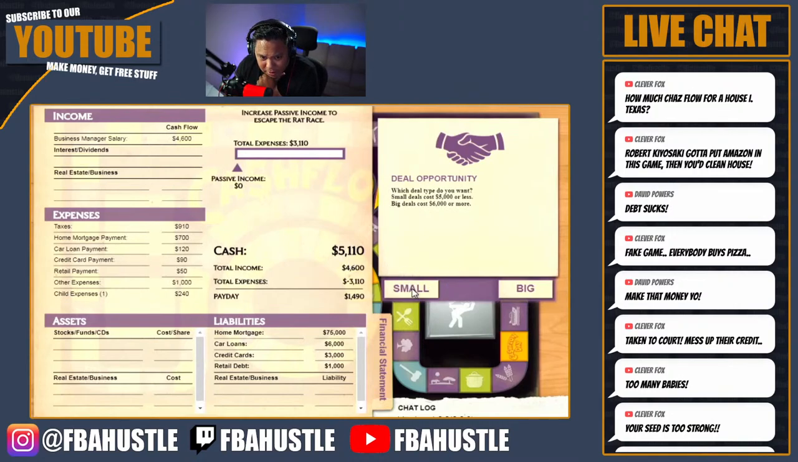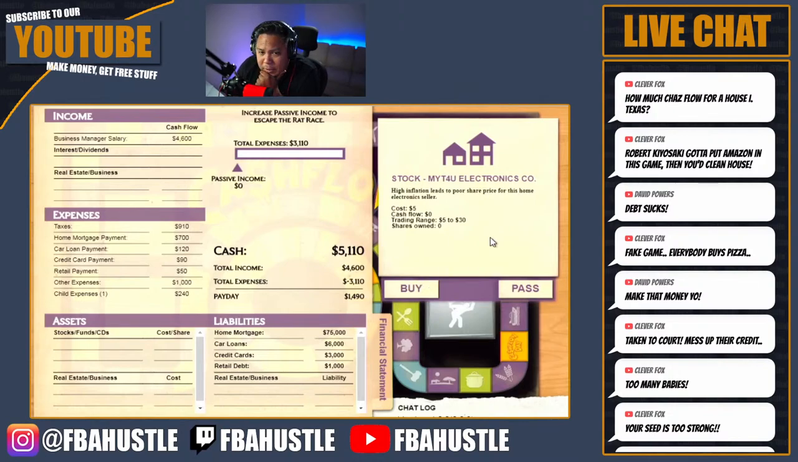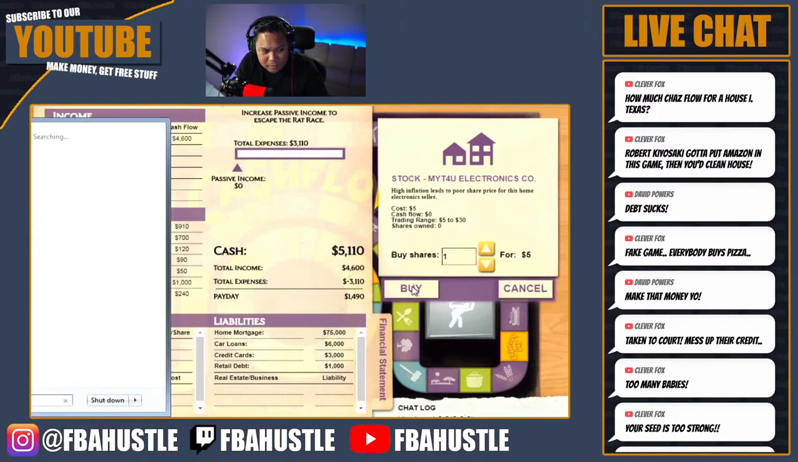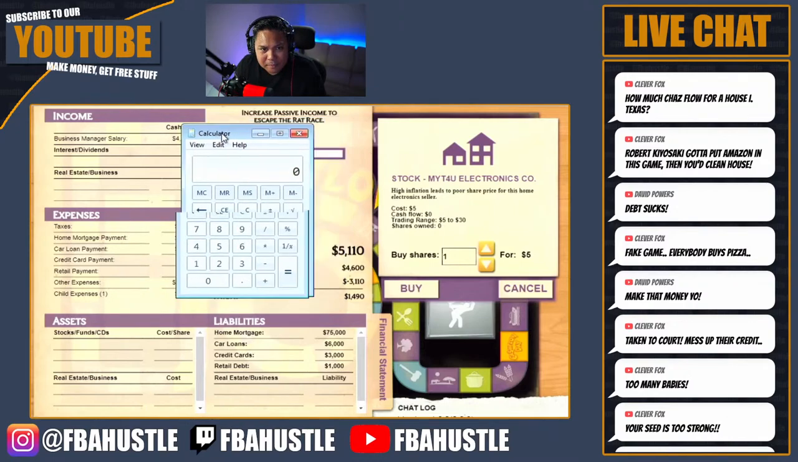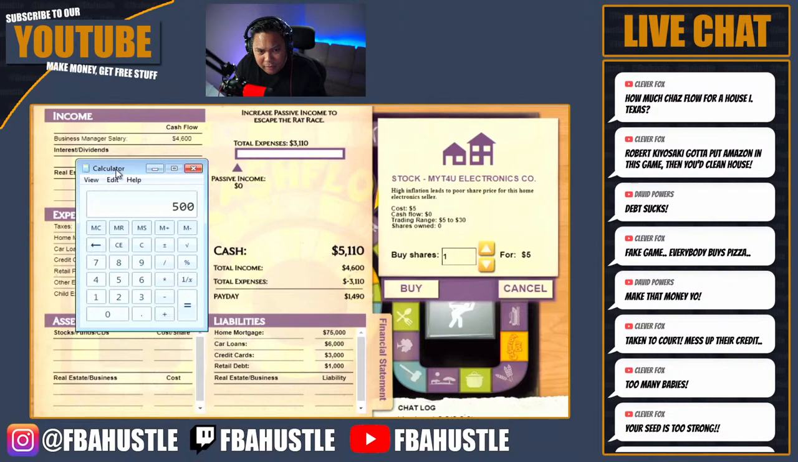Alright, we have 5,000 cash on hand. Positive cash flow, 1,400. Yeah, I'm gonna wait for these bigger deals. Stock, for home electronics. High inflation leads to poor share price for this home FBA seller. All right. Cost $5. Normal range is 5 to 30. So we will buy that. That's a good deal. We'll do like 2,500. What's the math on that? 2,500 divided by 5, so we can get 500 of these.